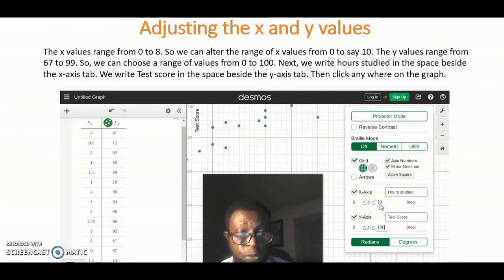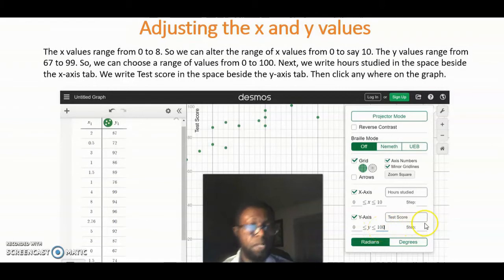And of course, we do the same thing also for the y values. The smallest y value in this example here is 67, and the biggest y value is 99. So we can choose a range of, say, from 0 to 100 and make that adjustment right here in this part. All right, so the numbers for the y values have been adjusted so that they range from 0 to 100.